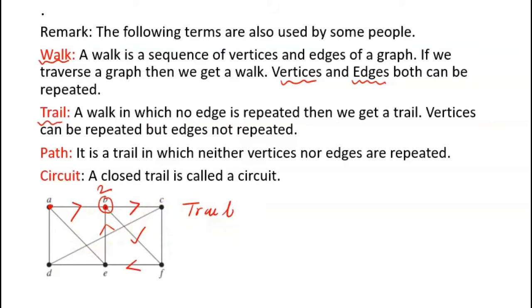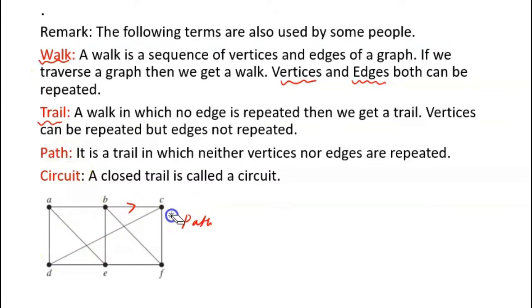Now let us understand what a path is. In this terminology, when we talk about a path, we are not allowed to repeat either a vertex or an edge. So suppose I move from A to B, then B to C, then C to D, and then D to E. This is a path because neither a vertex nor an edge has been repeated. I hope it is clear to you.